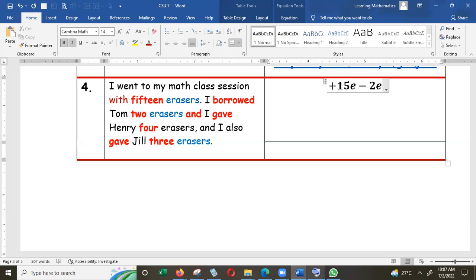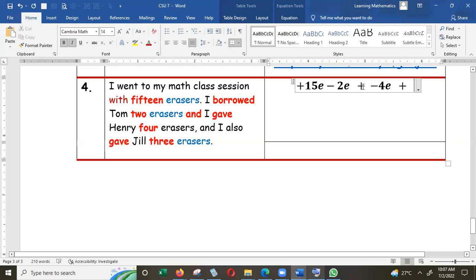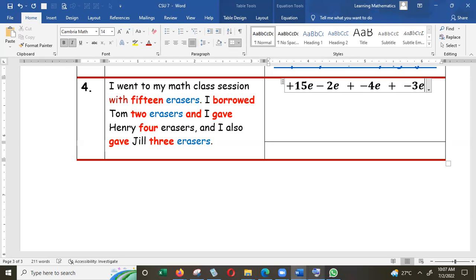And so that's a separate thing you do now. And you give away 4 erasers to Henry. And as you can see, I'm separating it because that plus sign there is like your conjunction. You join two different activities. That's what the plus sign signifies here. And you also give Jill 3 erasers. Okay, so you can see the separation happening.